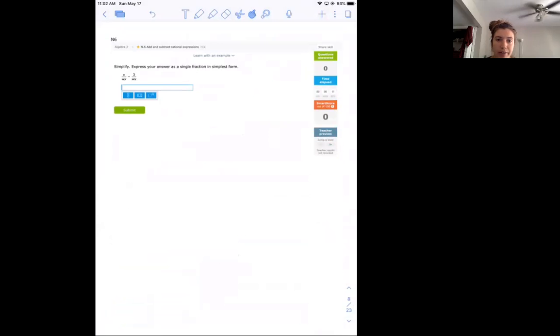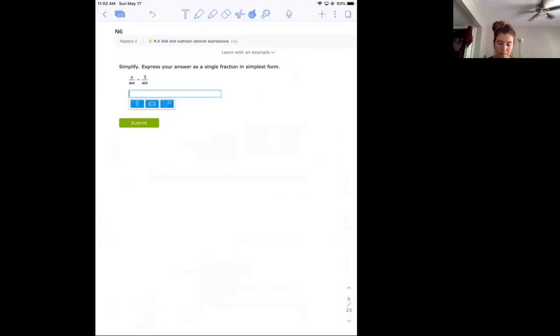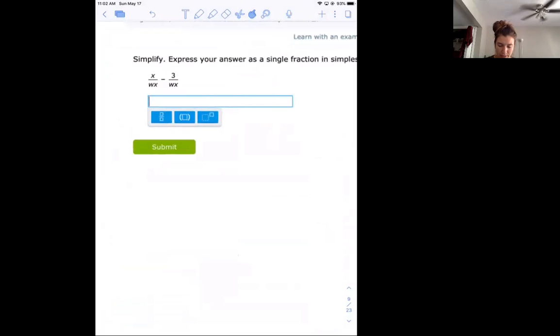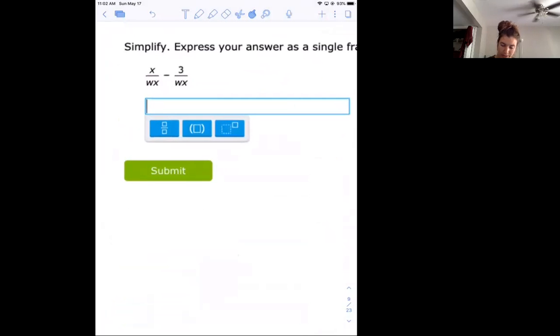Okay, now we're going to move on to N6. That was N5. N6 is going to be adding and subtracting rational expressions, so they're going to be fractions. If you remember, for adding and subtracting fractions, you have to have the same denominator to be able to do that. This one, we do have the same denominator. So your answer is just x minus 3 over wx. Just a refresher, you're going to use that fraction button there. And that's it. The goal is that you want to combine those into just one fraction.